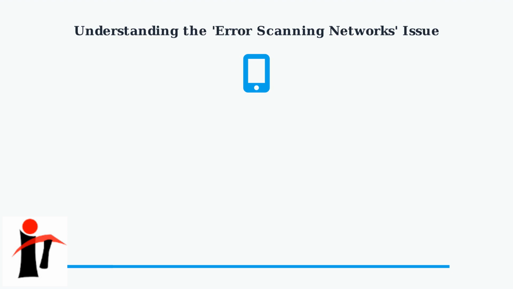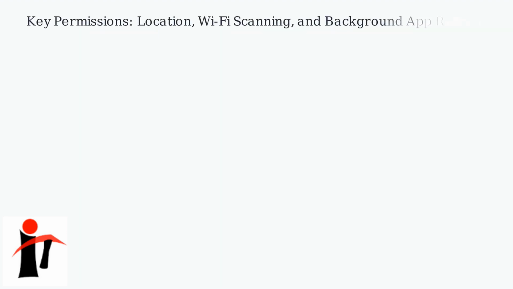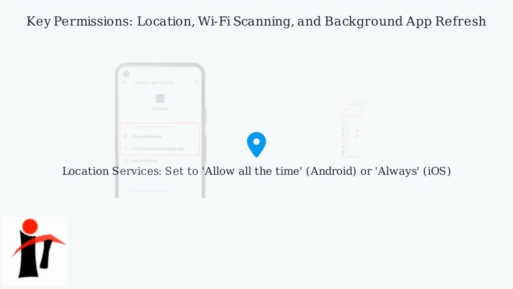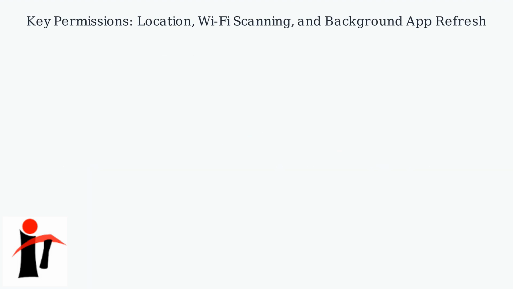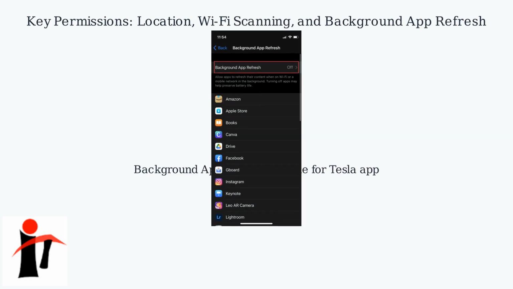still sometimes necessary. To resolve the error scanning networks, ensure the Tesla app has correct permissions. Location services must be set to allow all the time on Android or always on iOS so the app can scan for networks in the background. On Android, verify that Wi-Fi scanning is enabled in your phone's location settings. Lastly, make sure background app refresh is enabled for the Tesla app. These settings allow the app to consistently search for and connect to your Tesla.